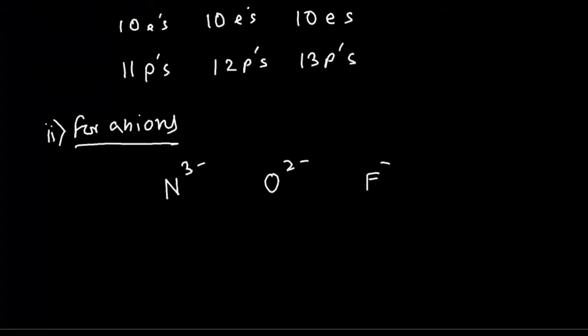But in the case of nitrogen, there are 7 protons. For oxygen, there are 8 protons, and for fluorine, there are 9 protons. And these three have 10 electrons. So it is obvious that 9 protons will attract the outermost electrons in a much stronger way as compared to oxygen and nitrogen. So the ionic radii will follow the same order as that of their cations.